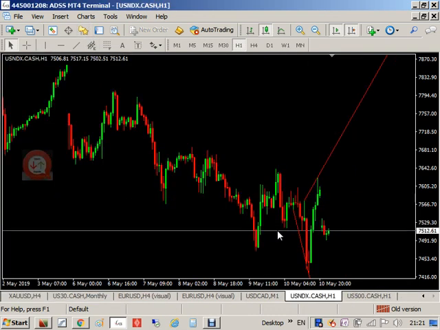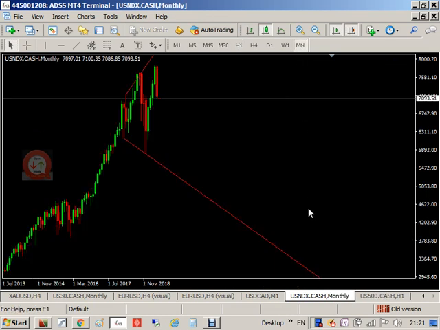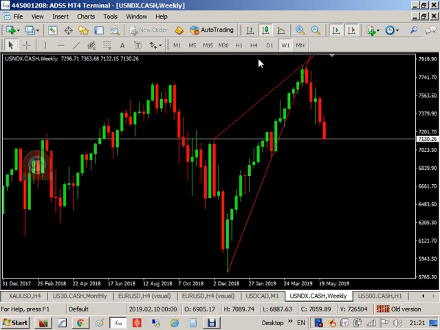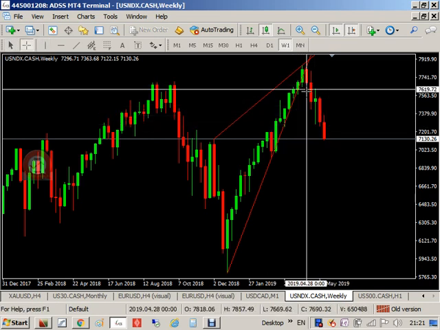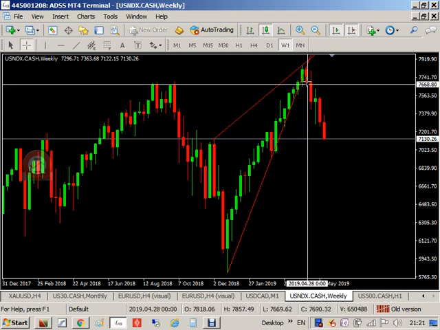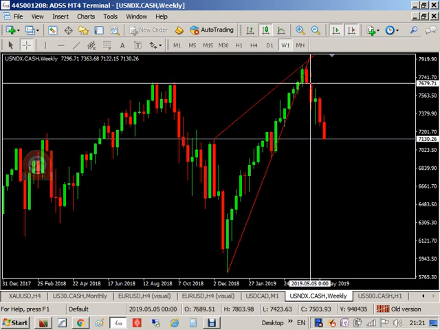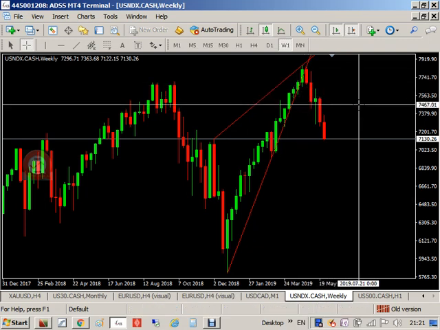Okay, so this is 1 hour. Let's go monthly. This is May, and this is a new candle, June. If we go weekly, it shows that, since you see here, we put the cursor at the 28th of April. You see, 28th of April was giving us a short signal. Short signal since the 28th of April.